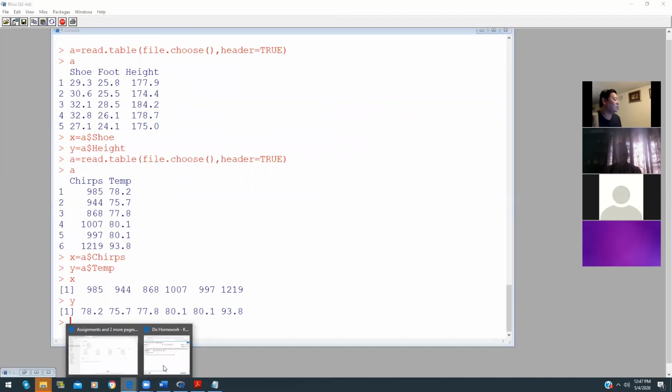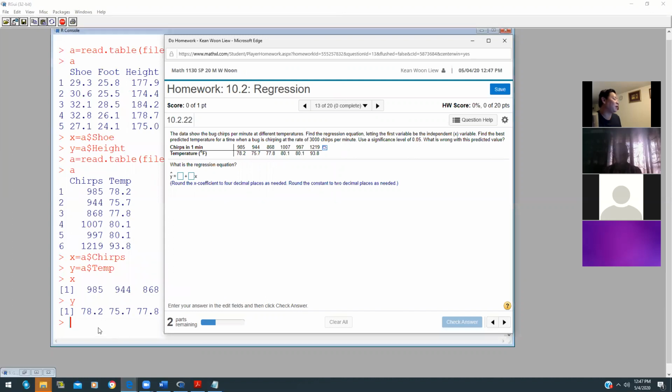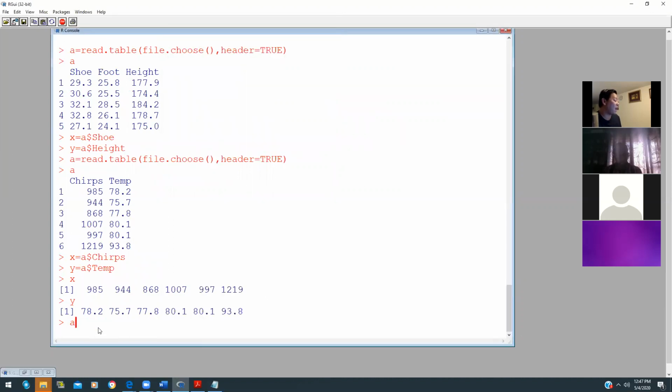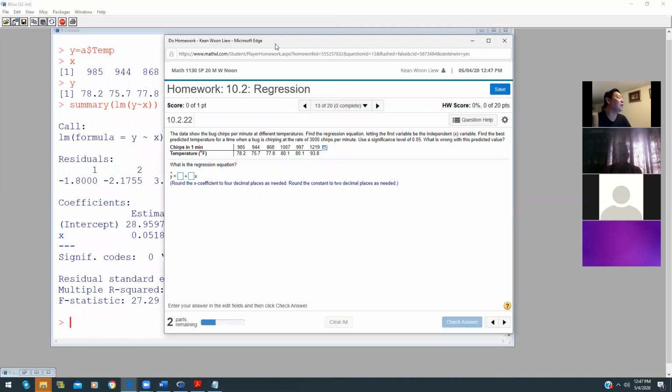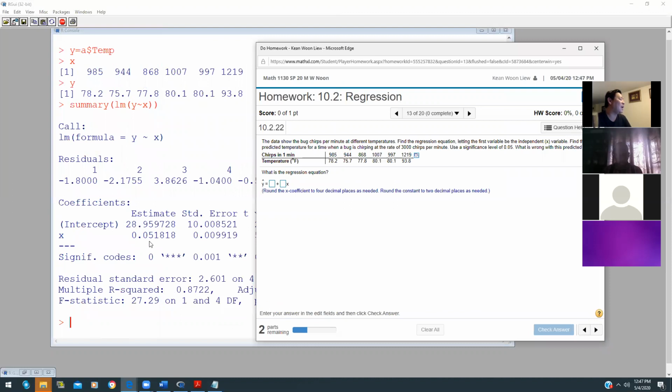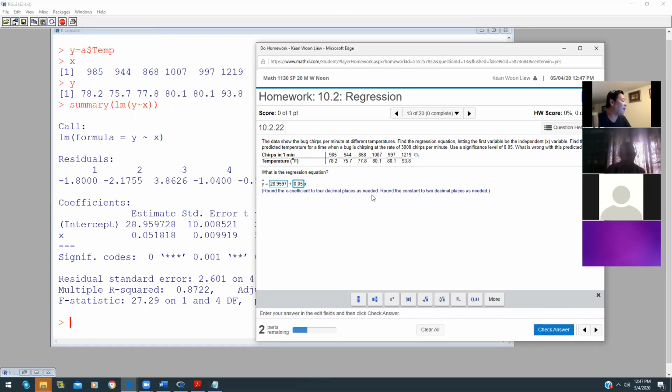What does this question want us to do? They want you to find the regression equation. So you do the LM, YX here. Summary, LM, YX. Make sure it's YX here. So this is it. The equation comes from your intercept and your X, which is your slope. The intercept is 28.9597, and the slope with the X is 0.0518.